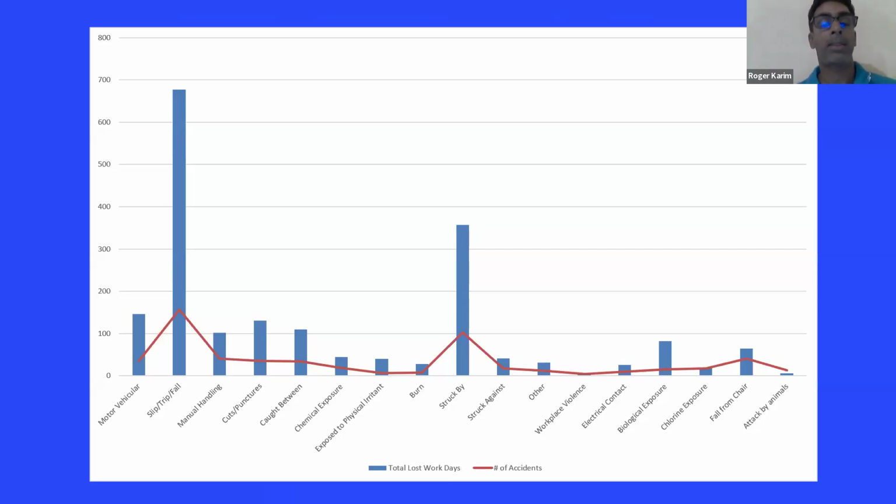In terms of accidents, it's always good to trend your accidents and match your accidents against lost work days. This way, you can help identify what type of accidents is resulting in what we call most injury days or days away from work. So that also helps you identify more severe accidents or accident types.